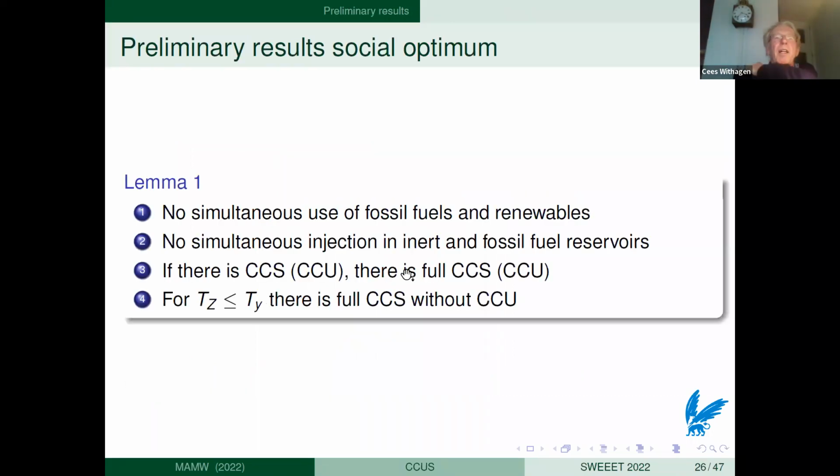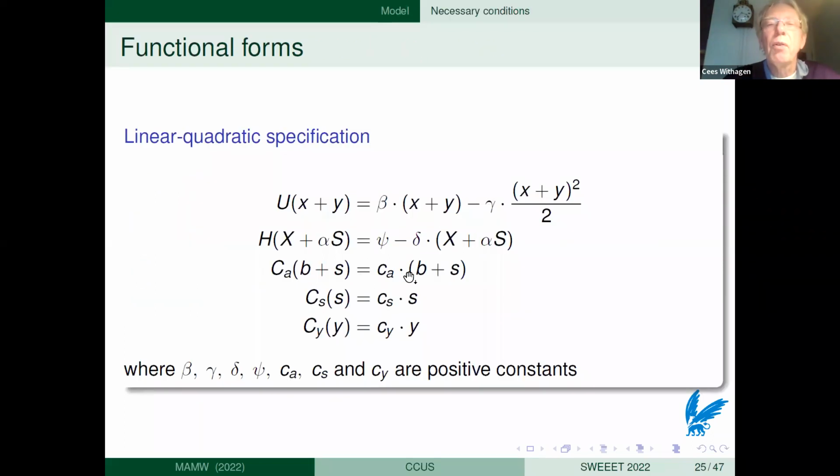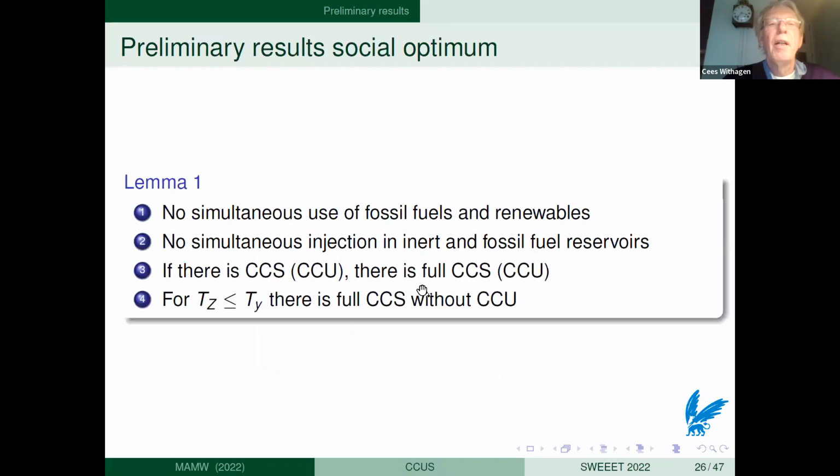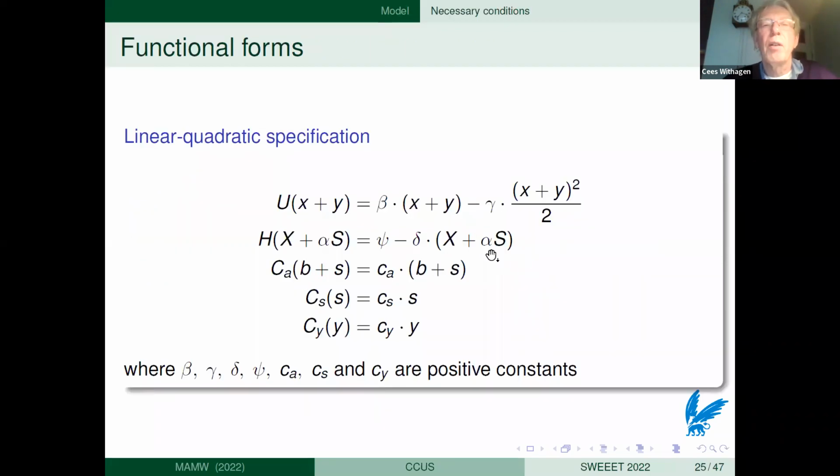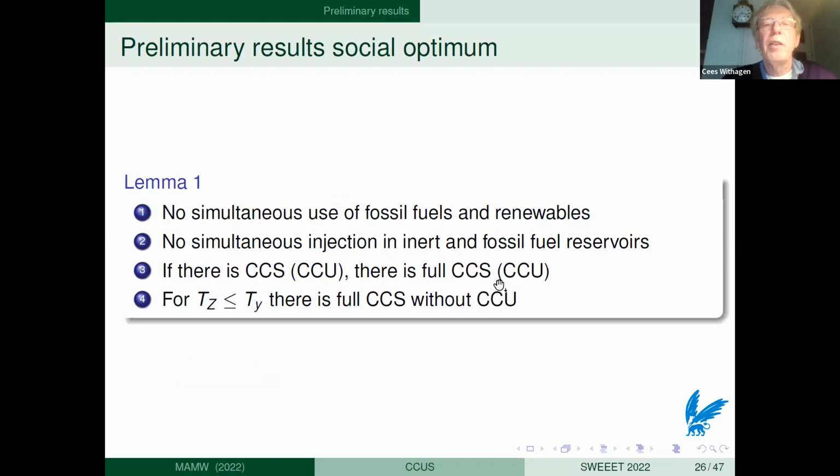So what we then find is that, mainly due to this linearity here, there is no simultaneous use of fossil fuels and renewables. So you cannot have at the same time oil use and wind energy use. There is no simultaneous injection in inert and fossil fuel reservoirs, also due to this linearity. I hope I convince you.